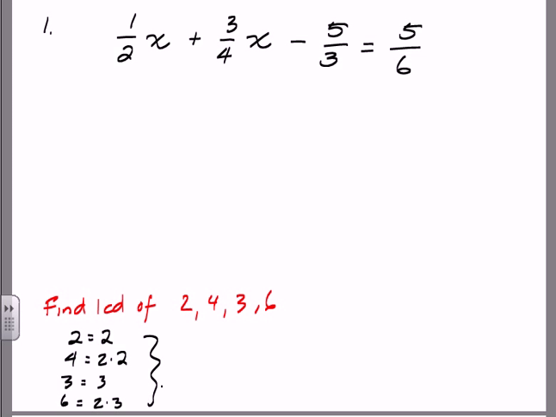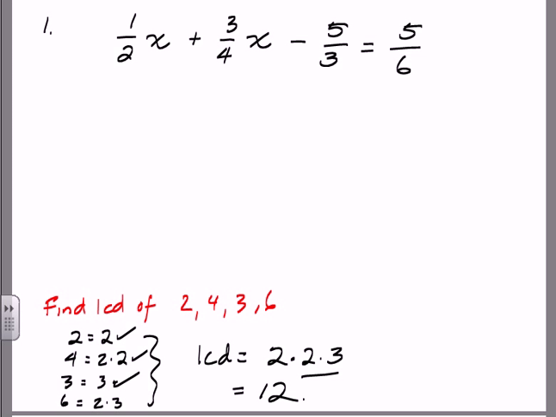And to get the LCD, it must contain all of those. So it has to contain a 2. And then I go to the next one. Well, it has to contain 2 2's. And then it has to contain a 3. So we put that in there. And then I go to the last one. It has to contain a 2 and a 3. Well, we've got that. So our LCD is 2 times 2 times 3, which is 12.